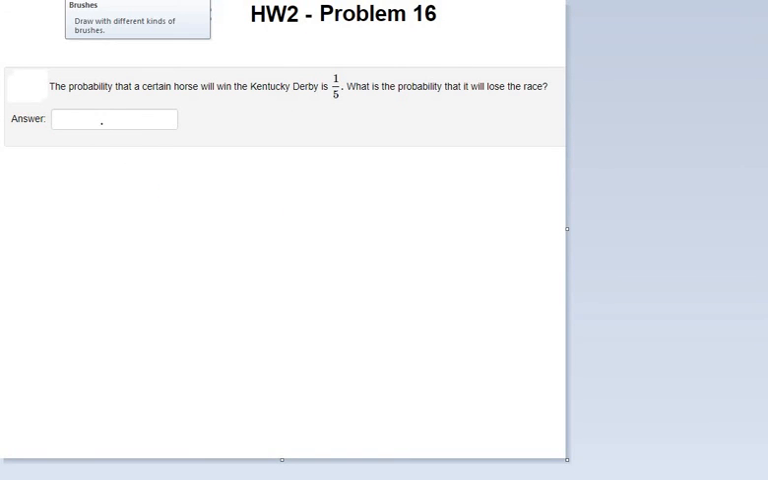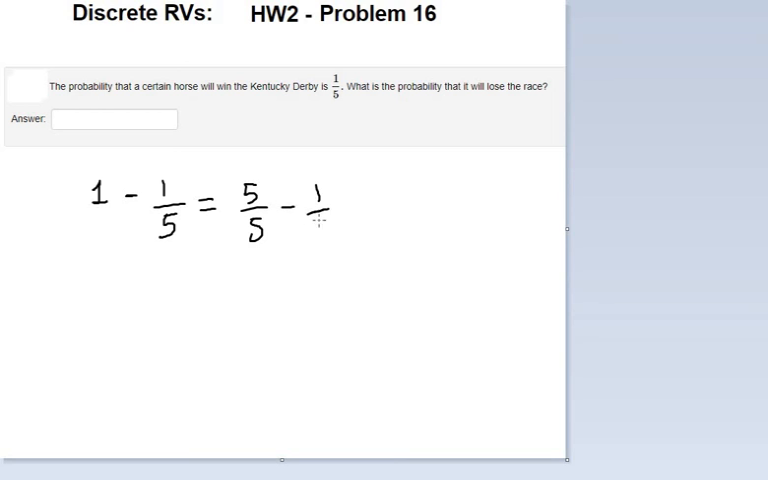Problem number 16. The probability that a certain horse will win the Kentucky Derby is 1/5. What is the probability that it will lose the race? The total probability is 1. So 1 minus 1/5 will be the probability that it will lose the race. You can express 1 as 5 over 5, minus 1/5 is 4/5. So 4/5 is the probability that the horse will lose, 1/5 will win. And if you add them up, the probability has to be 100%, which is 1. So this is the complement of 1/5.